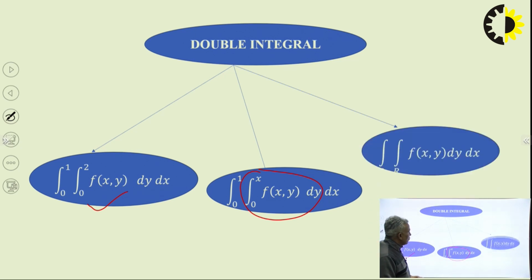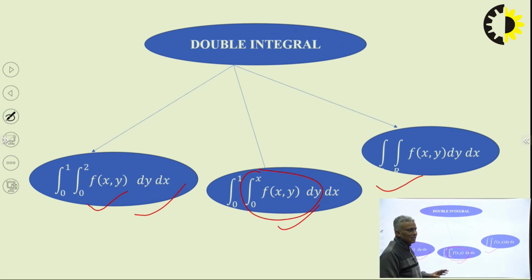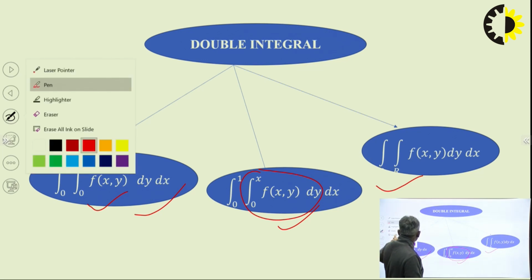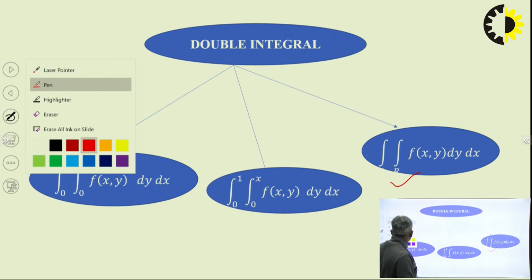And the third and most important case: suppose the region is given but the limit is not given. Then how to calculate this portion and solve the result? So there are three portions of the double integration. First, constant limits. Second, one limit is variable and another limit is constant. And third, the region is given and the limit is not given. Then how to calculate the limit, we see here one by one.